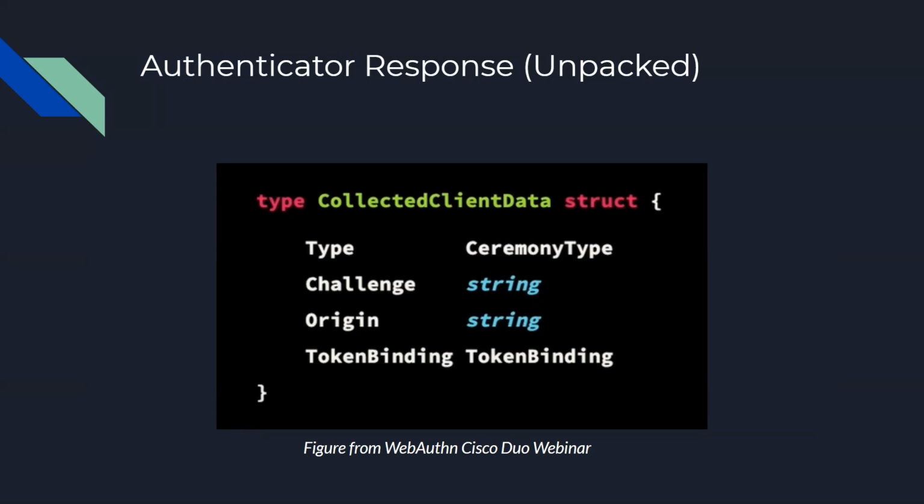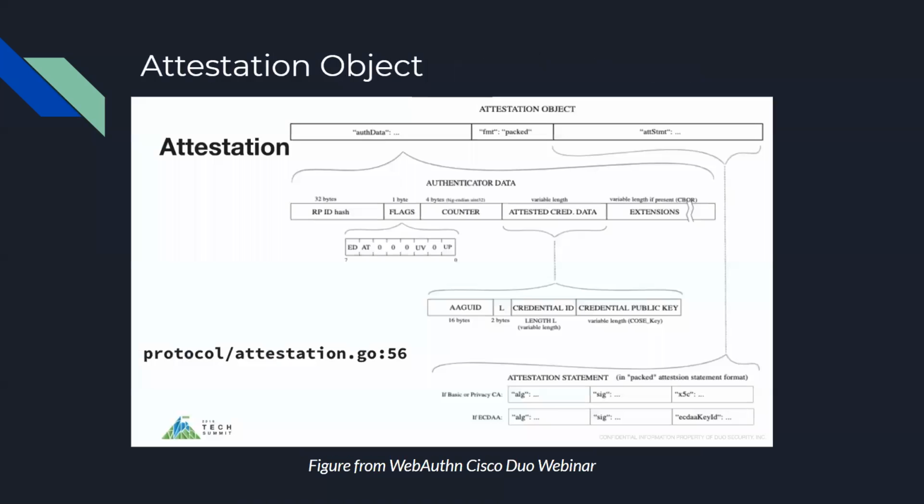So the server must be able to verify the origin to ensure that it is not being tampered with in between. And challenge, as we saw earlier. Token binding is not exactly important in this case, but it is part of the spec. And ceremony type indicates whether it is a creation or registration, or whether it is a login event. And then finally, we look at the attestation object.